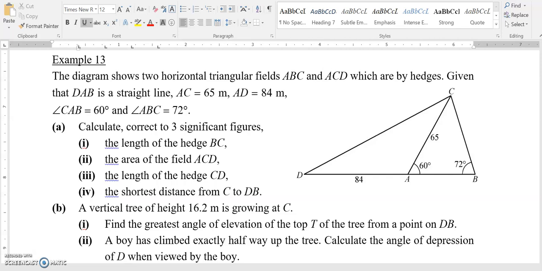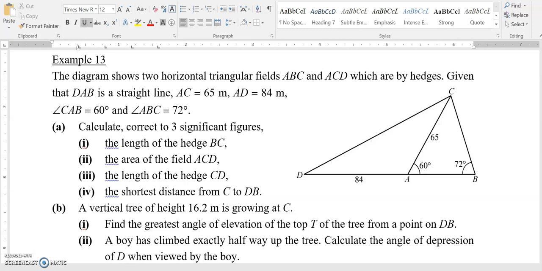Hi once again. This video is a demonstration of how a question can be solved using the various trigonometric ratios as well as Pythagoras' theorem, and also explore angles of elevation and angles of depression. In example 13, the diagram shows two horizontal triangular views ABC and ACD.